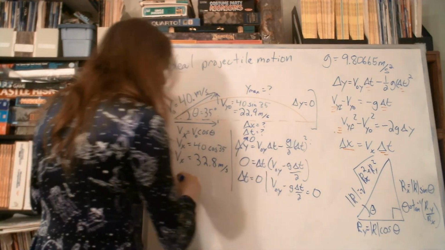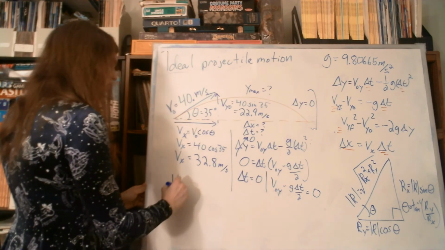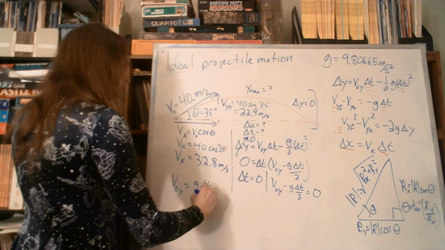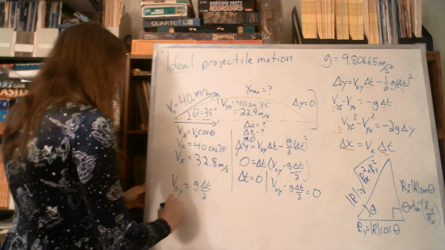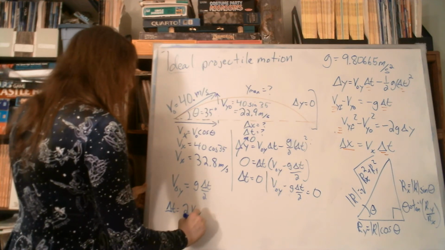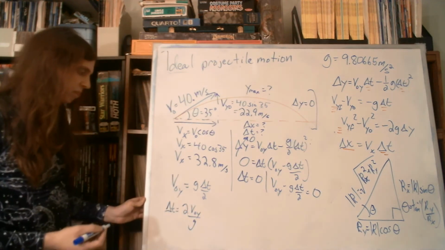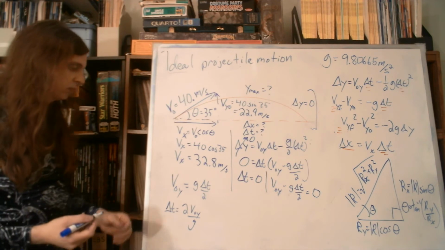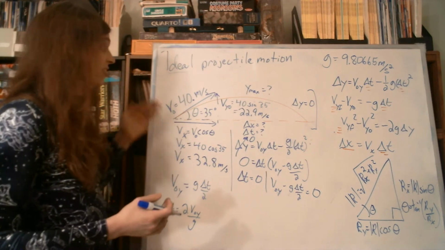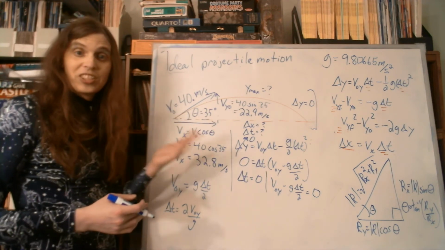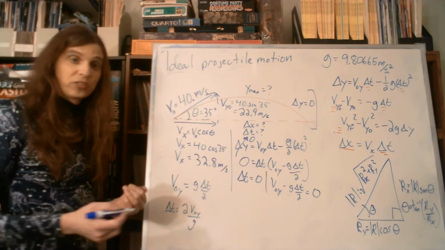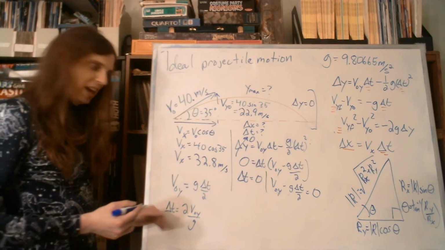We got, let me bring that over here, v0y equals g delta t over 2. So delta t is 2 v0y over g. So if you're looking for your overall flight and you're catching it at the same spot it was launched from, landing at the same height it was launched from, there's your time.